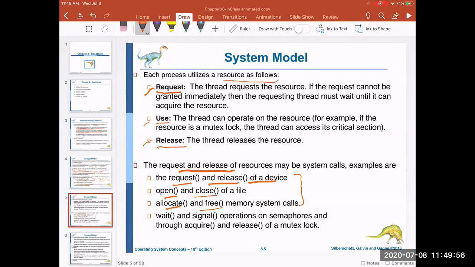We remember wait and signal are operations on the semaphore. A mutex has the operations acquire and release. These are the functions applied for requesting the resource and for releasing the resource. So these are system calls. Using these system calls, a particular thread would request a resource, and once done, it would release that resource. So the process is request, use it, and release it. All are happening through some system calls.